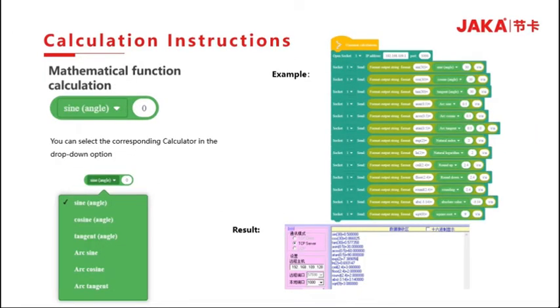The second is the mathematical function calculation instruction. Click the drop-down list of the instruction to select the corresponding mathematical function. Look at the example on the right.